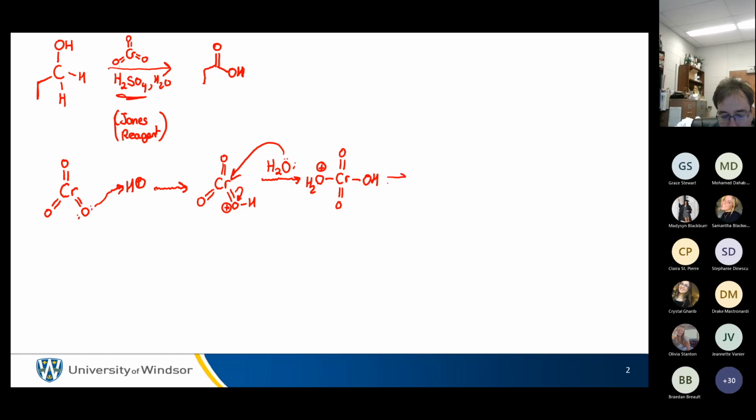Now, we can do a proton transfer. And we're going to put it onto the more basic carbonyl. Carbonyls are more basic than alcohols. And that holds true whether they're attached to chromium or carbon. So we made the active form of the Jones reagent.